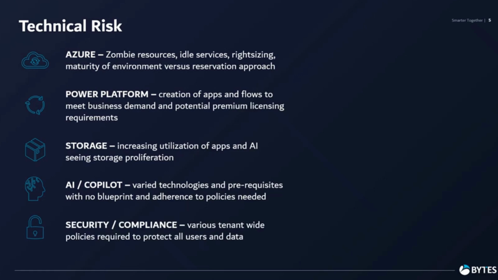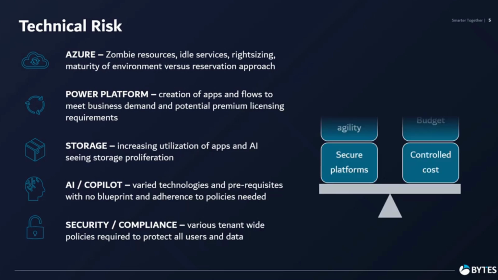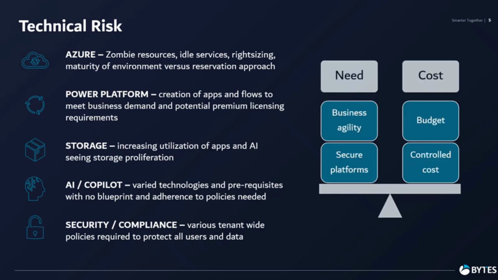So many Microsoft tools can be switched on at a tenant level, and actually what we don't know is, firstly, whether we're licensed to do that, or secondly, do we need to enable a certain feature for everybody? Is it just certain groups of users that need to look at that? And that will lead us on into the licensing risk in a second. But the biggest thing that we see with technical risk is balancing the need of the organization. So having secure platforms, that business agility, with the budget, the costs that we have to try and control and maintain.